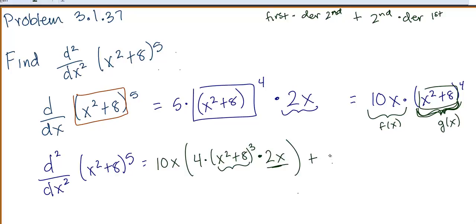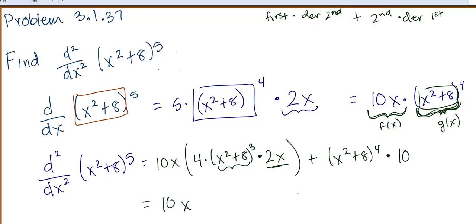Plus, now we need our second, x squared plus 8 to the fourth power, times the derivative of the first. The first is 10x. The derivative of 10x is 10. At this point, we just simplify. You have to be very careful here. I'll admit I did it before I did the movie. I didn't factor out the 10 correctly. It took me an extra 10 minutes to try and figure out what I was doing wrong. So pay attention as you're simplifying.